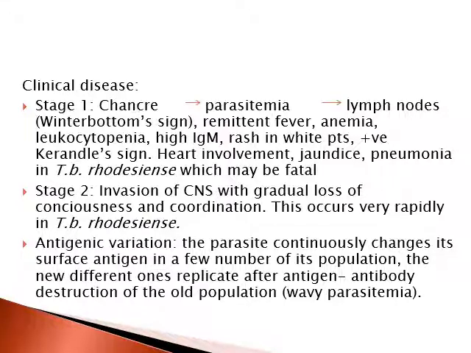Then a stage of parasitemia, when the parasites invade the circulation and replicate in the circulation as trypomastigotes. Then they go to the lymph nodes, and this causes enlargement of the lymph nodes, especially the posterior cervical lymph nodes, which are prominent and can be seen, which is called Winterbottom's sign. Winterbottom's sign is a characteristic and pathognomonic sign for African trypanosomiasis.